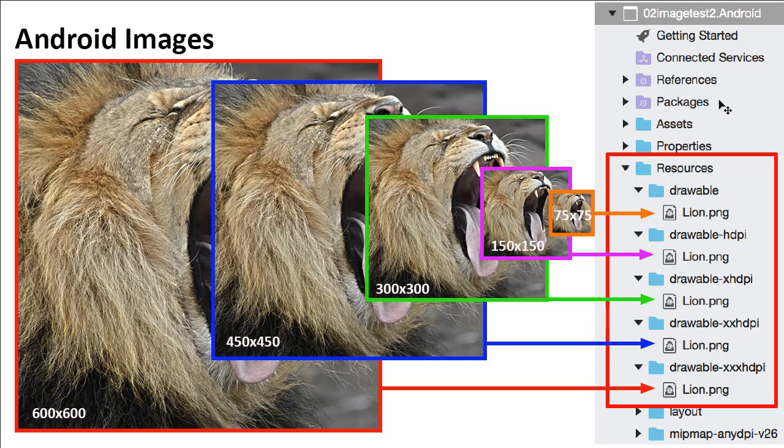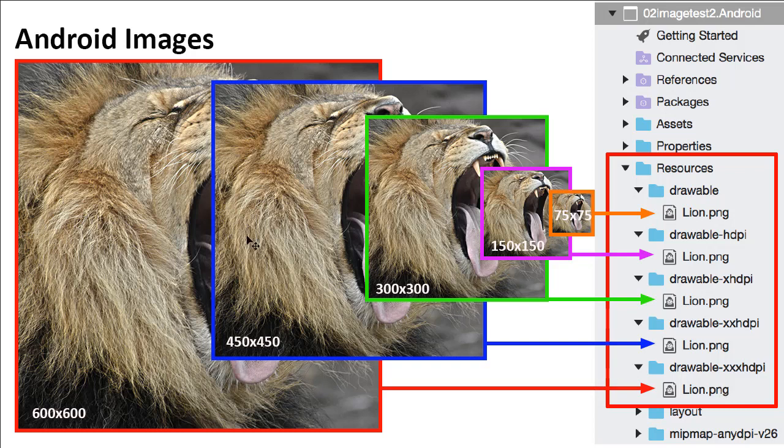In Xamarin, in your Android project, you're going to have a resources folder, and in that folder is going to be a drawable folder, a drawable HDPI, a drawable XHDPI, a drawable XXHDPI, and a drawable XXXHDPI. You're going to place your images into those different folders based on their resolution.